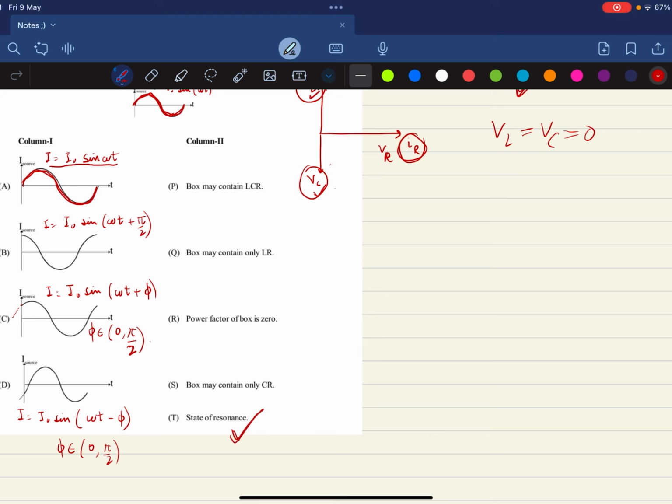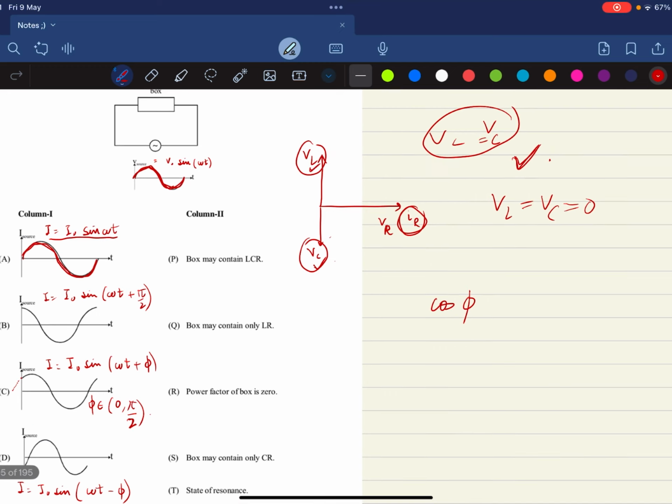Box may contain LCR, yes, may contain LCR, but there is state of resonance. Power factor, no, this is wrong for first part. And let's see the power factor. The power factor is cos phi.